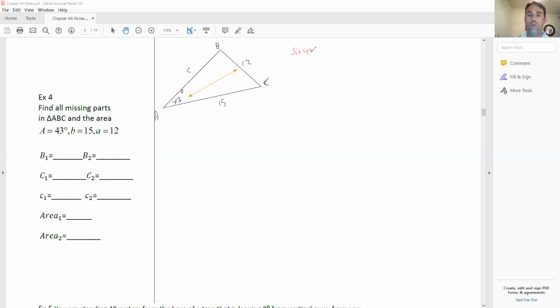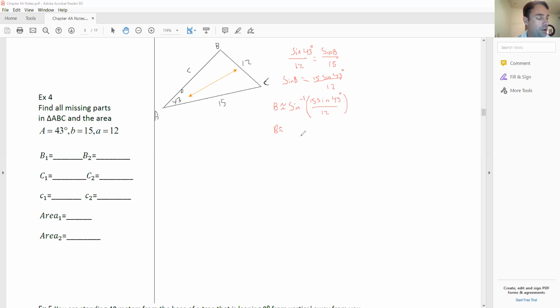Sine of 43 all over 12 equals sine of B all over 15. So we have 15 sine of 43 all over 12. And we do our inverse sine. And if this value ends up being more than or less than 90, that means we are going to have the ambiguous case. So here we go. If it's greater than 90, we're good.